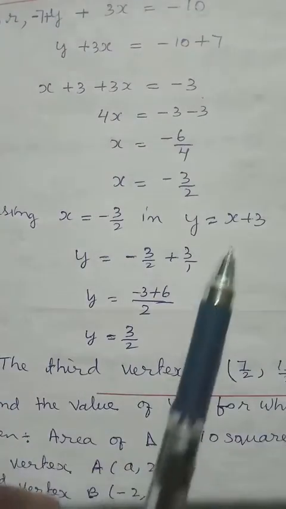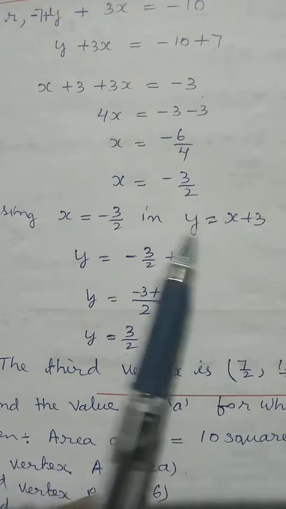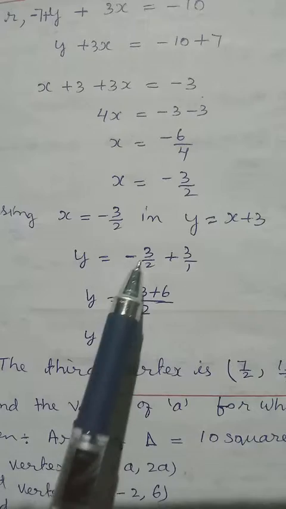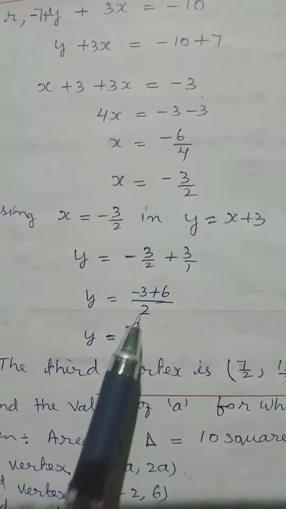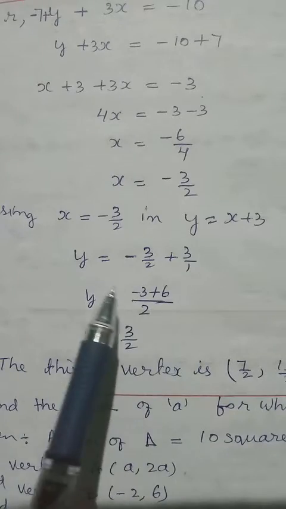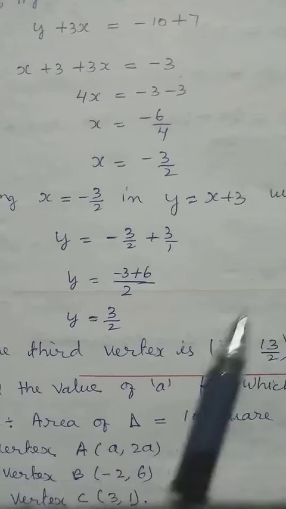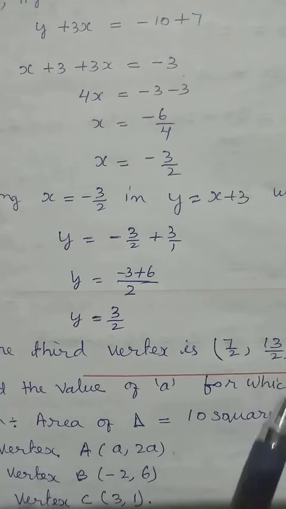Then to get y, replace it again in the given equation. So in place of x, we put minus 3 by 2. Take the LCM of 2 and 1, which is 2. 2 divided by 2 is 1, 1 into minus 3, minus 3. 2 divided by 1 is 2, 2 into 3, 6. 6 minus 3 is 3 by 2. So the next coordinate is 7 by 2 and 13 by 2.